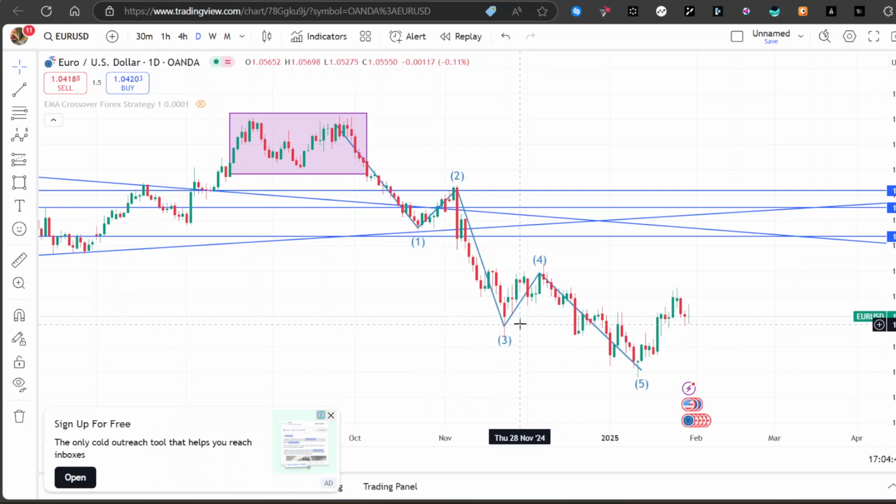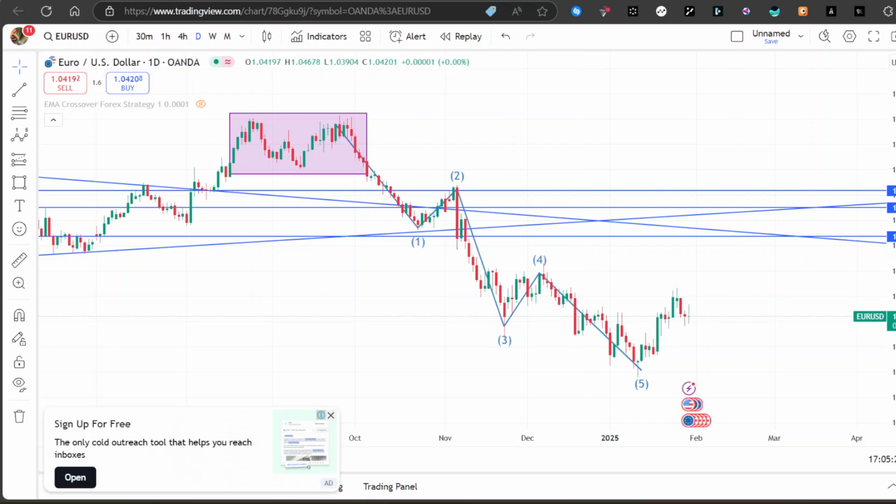Then wave 4 is a correction wave. After the strong move in wave 3, the market takes a breather, and this correction typically retraces a small portion of wave 3, but doesn't overlap with wave 1. It's important to keep an eye on key price levels to spot the end of wave 4. Then wave 5 is another impulse wave. This is the final leg of the trend where the market pushes to new highs or lows. In the case of a downtrend, there are going to be new lows before potentially reversing. Wave 5 is often characterized by a final burst of momentum.